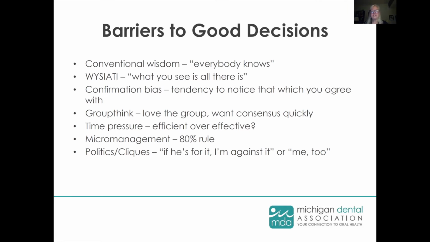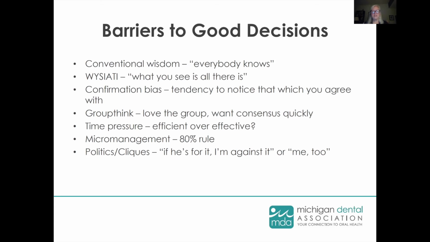Some barriers to good decisions, whether it's on a board, in a committee, or any other group decision-making process, are listed here. And these are kind of the rules of thumb or the heuristics that your brain uses to help you make decisions faster. And these are things that you use every day in your everyday life, but they can serve to being a barrier to good discussion and good decisions when you're making a decision in a group.